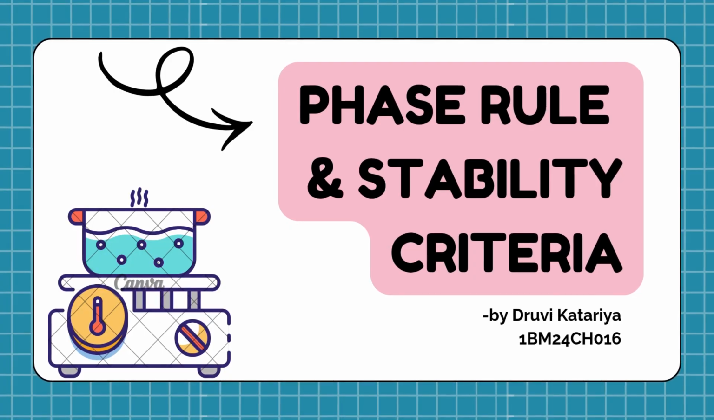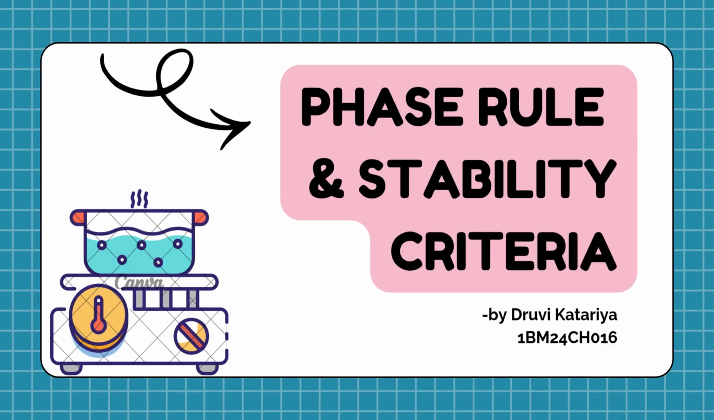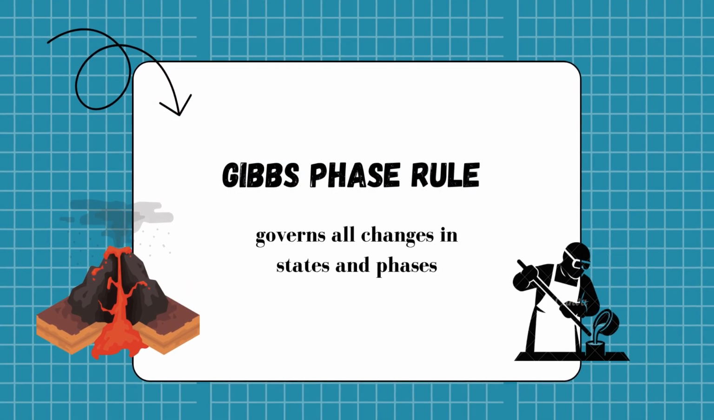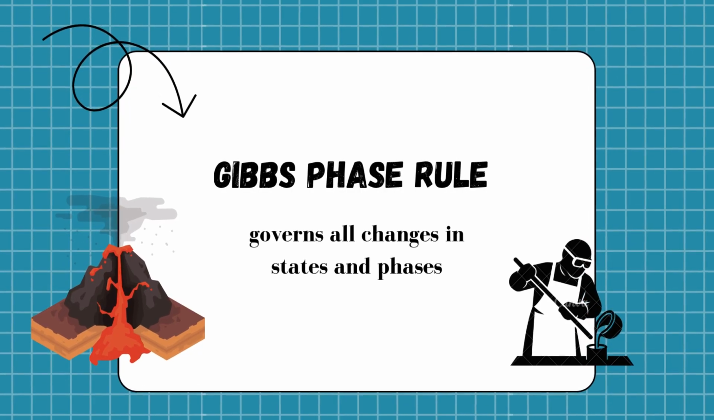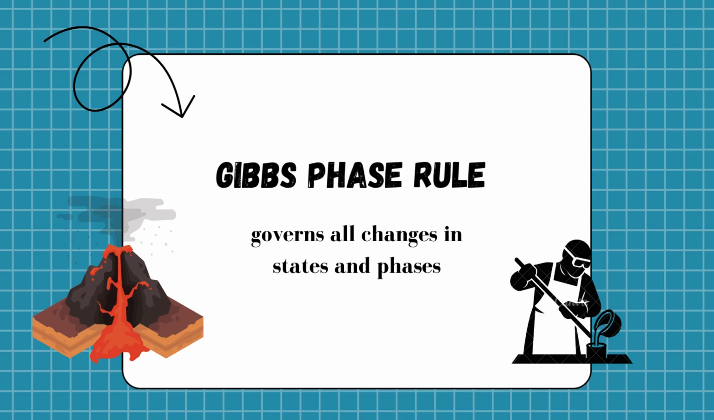Today we will learn about phase rule and stability criteria, and we will also look into some real life examples of the same. Have you ever wondered how ice, water and steam can all exist together perfectly balanced at a single temperature and pressure? Well, behind that fascinating balance lies one equation, the phase rule. It governs all changes in states, everything from molten lava cooling into rock to metal alloys forged in industries.